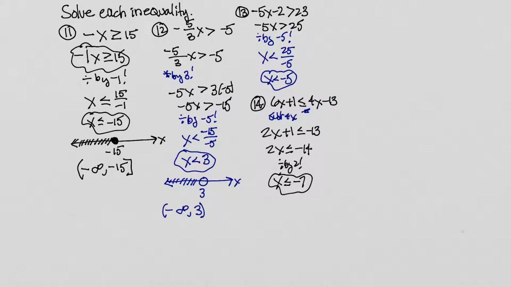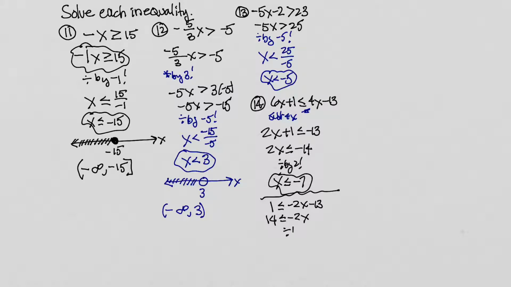Now, while we're here, what would happen if we did this? If we started up here, and if we subtracted the 6x, what if we got all the x's on the right side? Say we just decided to do that for some reason. Let's just see what would happen. So if I subtract 6x, I'm going to be left with 1 less than or equal to negative 2x minus 13. Now let's add the 13. So 1 plus 13 is 14. So I'll get 14 less than or equal to negative 2x.